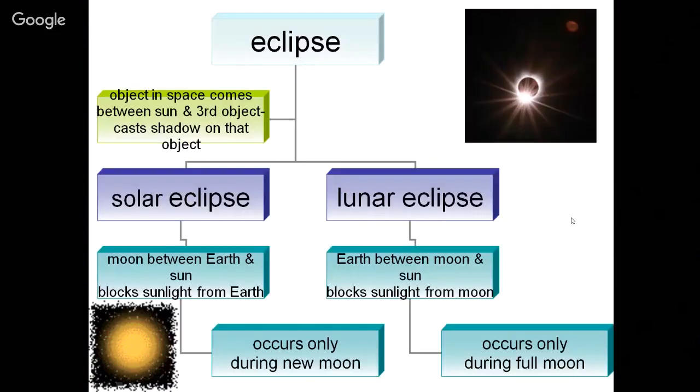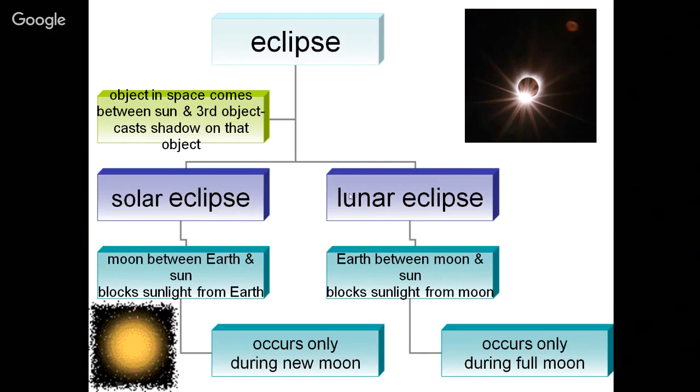All right, now we got to get to eclipses. On your note sheet, it should be the part that says eclipses. An eclipse is when an object in space comes between the sun and a third object. It casts a shadow. There are two types of eclipses that are common here on Earth. One is a solar eclipse, and the other one is a lunar eclipse.